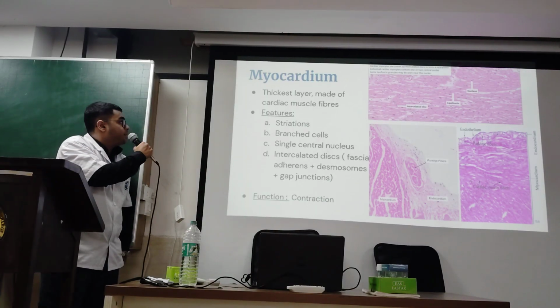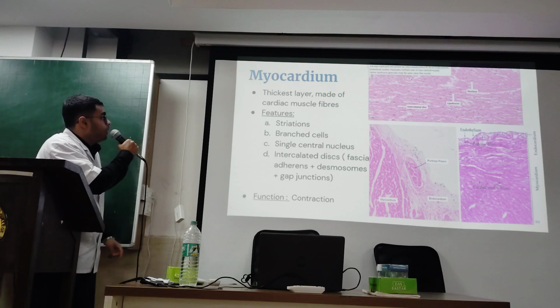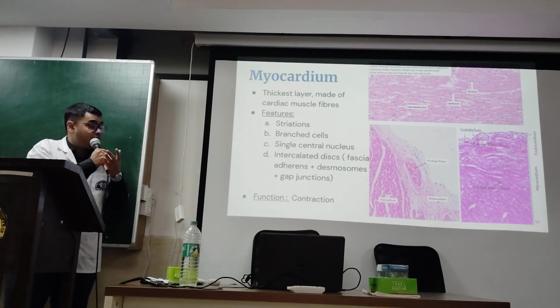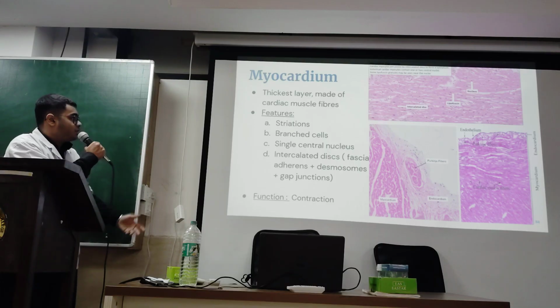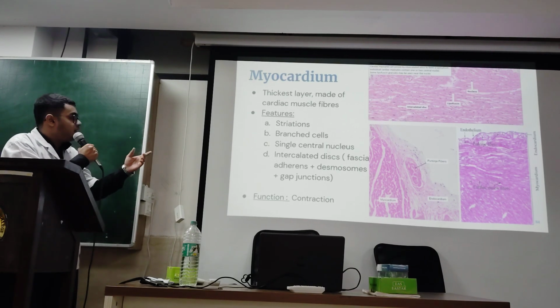And let us move to the myocardium. It is the thickest and functionally most significant layer of the heart wall. It is composed of cardiac muscle fibers. The features of cardiac muscle fibers are striations, branching, and one or two central nuclei, and the key feature is the intercalated disc.